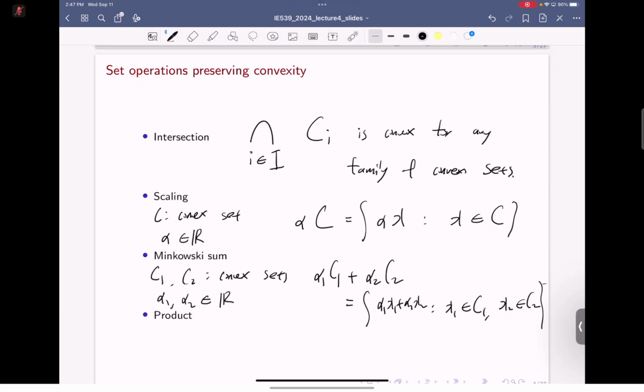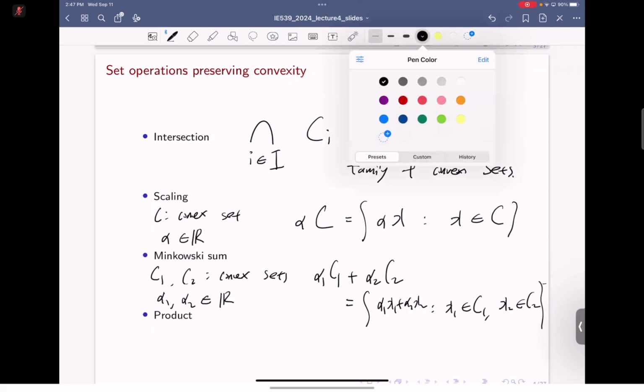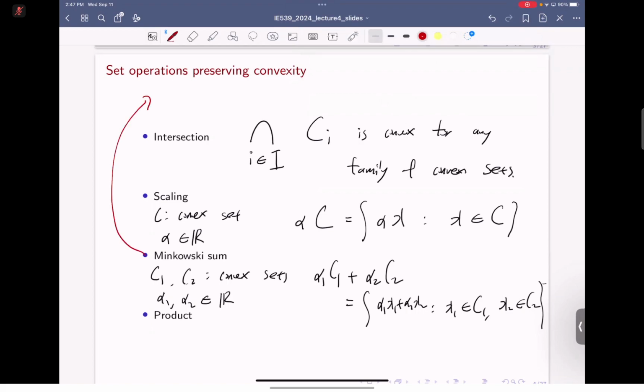If you are interested in linear programming or polyhedral theory, there's the notion of the Minkowski-Weyl theorem. So basically, if you look at the feasible region of a linear program, it can be decomposed into a cone and a polytope.